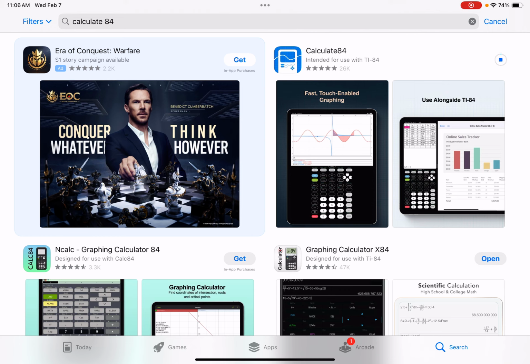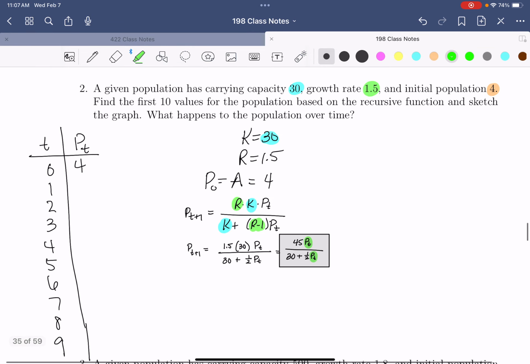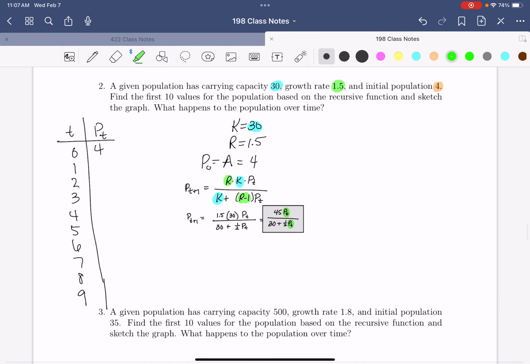It says it's intended for use alongside a TI-84, but essentially I think it's going to work just like a TI-84. So we're going to give it a second to go ahead and download. I think we're downloading. Okay, well, while it does that, we're going to go ahead and talk about what we're doing here.